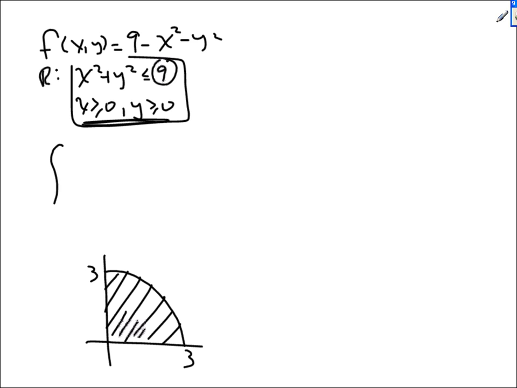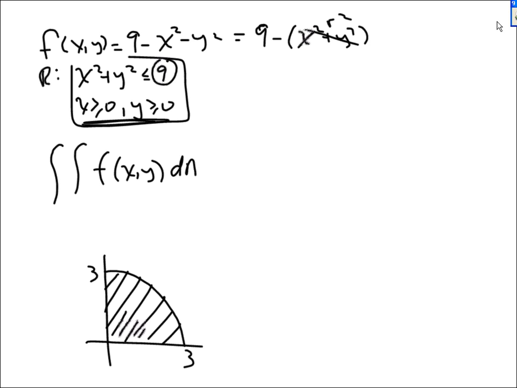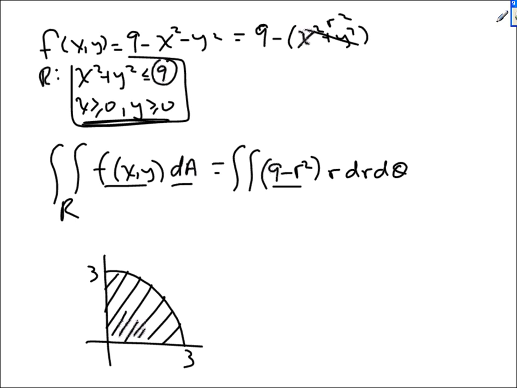So now this is 9 minus x squared plus y squared, but x squared plus y squared is r squared. So, remember, we're integrating f of x, y over some area with respect to our region. F of x, y in polar is just 9 minus r squared. dA is r dr d theta.